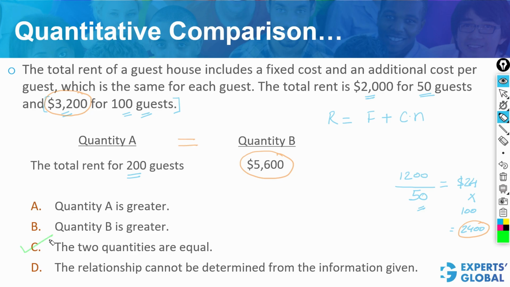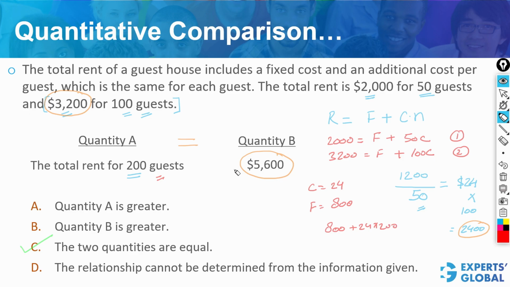A more mathematical approach here would be to form two equations using the two cases given here. So this would be one case, this is the first equation, and from the second case, this is the second equation. Solve it, you will get C as 24 and you will get F as 800. So for 200 guests, the rent would be 800 plus 24 times 200, which would be 5,600. The two quantities are equal.